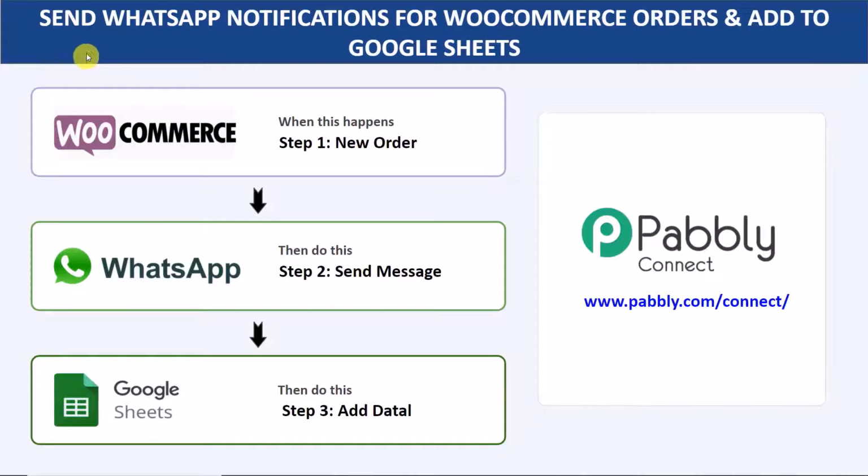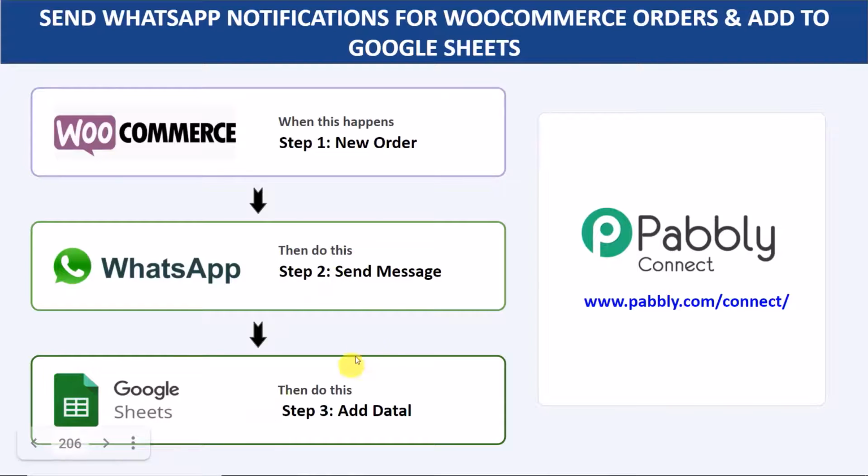Hello everyone. In this video, we will learn how to automatically send WhatsApp notifications for new WooCommerce orders and add them to Google Sheets. The idea is that if a new order is made by a customer on your WooCommerce store, a WhatsApp message will be sent to that respondent. Also, the details of that order will be added to your Google Sheet.